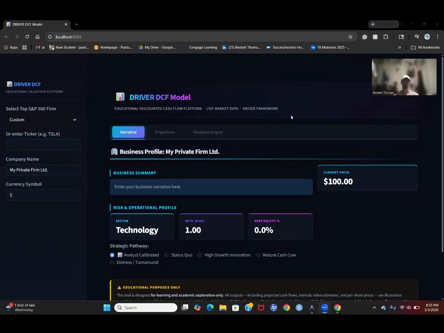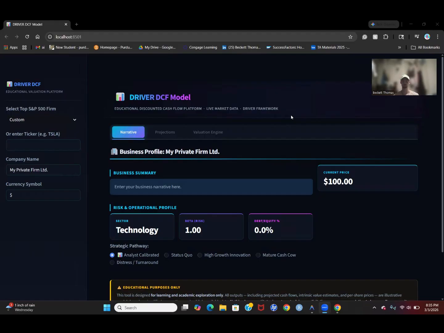Today I'm going to walk you through a tool I built called the Driver-DCF model, a live, interactive discounted cash flow valuation platform. The problem this solves is simple. DCF models are one of the most powerful tools in finance, but they're usually locked inside complex Excel spreadsheets that are hard to understand, hard to adjust, and impossible to share interactively.